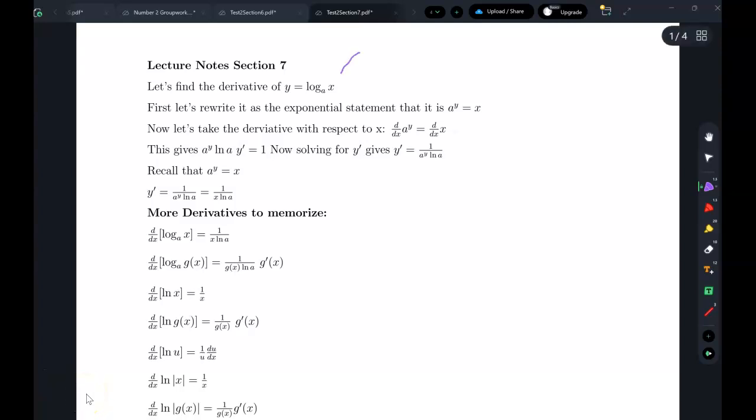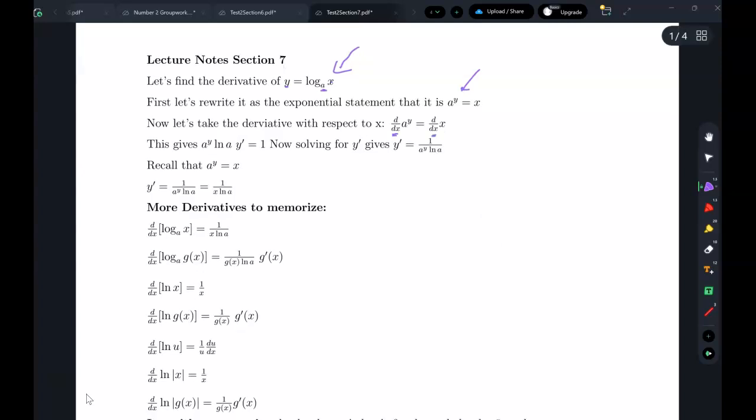So deriving what the derivative of log base a is, first off, we're going to write it as the exponential statement. I know you learned this a long time ago. It's base a to the y power equals x. So there it is. So if I take the derivative with respect to x on both sides, this is the derivative of a to the stuff. So you know that's a to the stuff times ln of a times the derivative of stuff, which is y prime. And this right-hand side gives me 1.